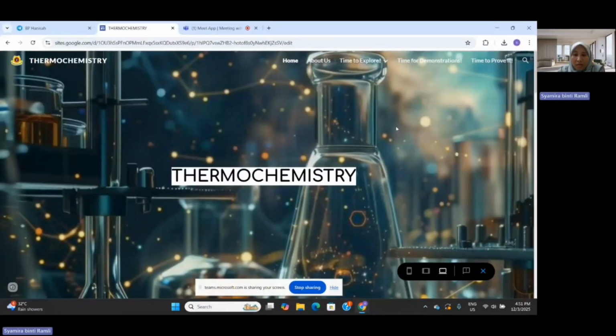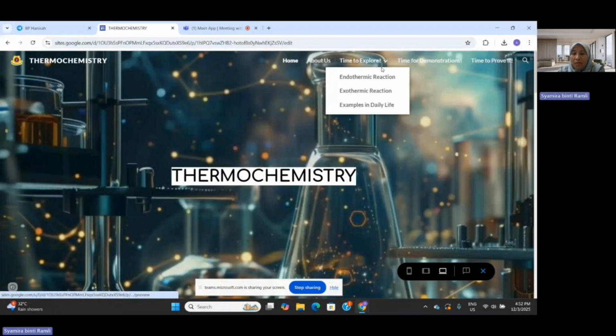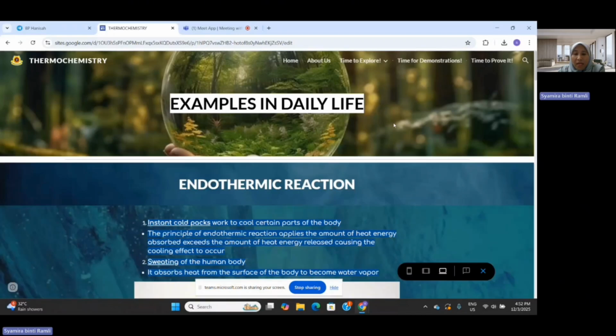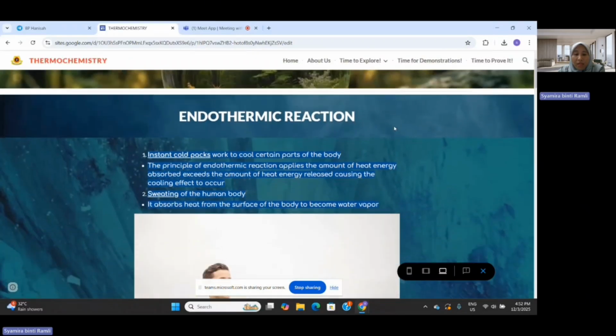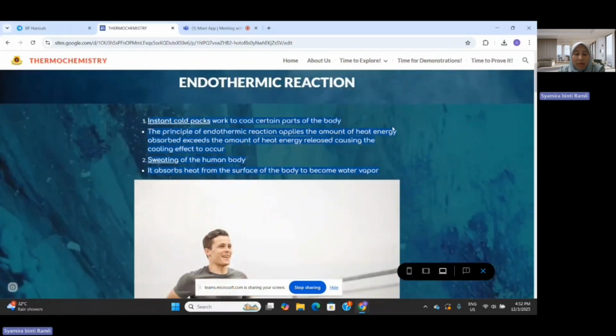The website goes on, and let's go to Time to Explore, where we can just move our cursor to the Time to Explore button, and you can see the examples in daily life. There are many examples in our daily life. For example, in endothermic reaction, we have instant cold packs and sweating, where it absorbs heat from the surface. For instant cold packs, the principle of endothermic reaction is that the amount of heat energy absorbed exceeds the amount of heat energy released.